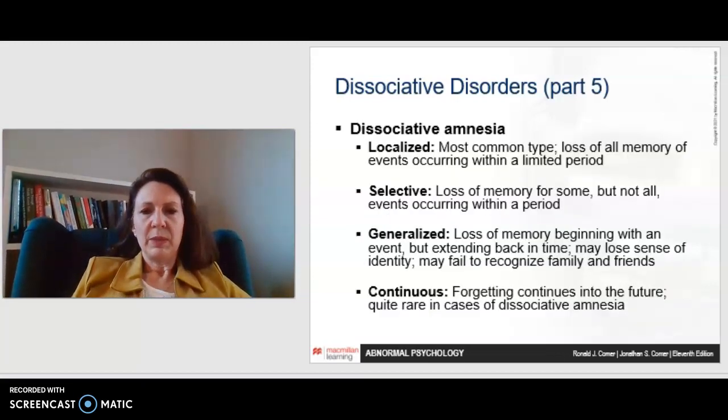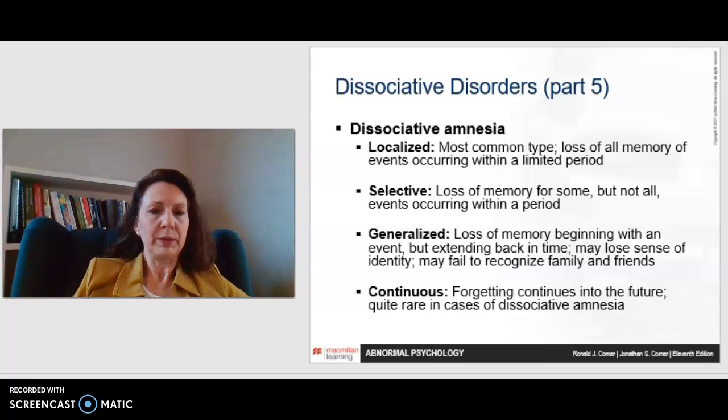In dissociative amnesia, localized is the most common type, which is loss of all memory of events occurring within a limited period. Selective dissociative amnesia is loss of memory for some but not all events occurring within a period.